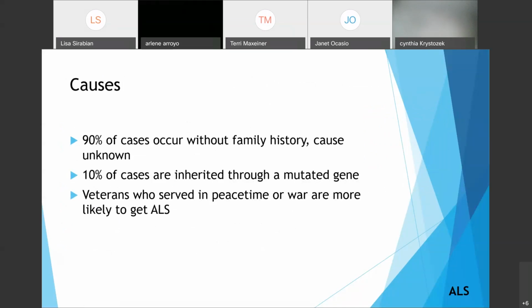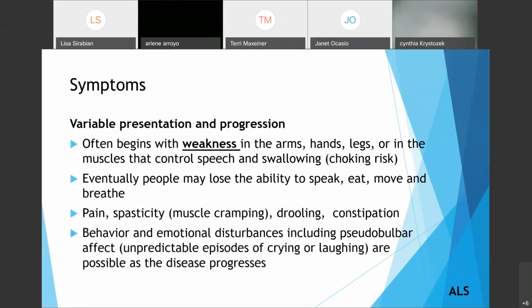So 90% of the cases occur without a family history, and the cause is unknown. 90%. 10% of these cases are inherited through a mutated gene. And this is interesting. I do not know why. Veterans who served in peacetime or war are more likely to get ALS. I do not know why. It's interesting, though, and sad.